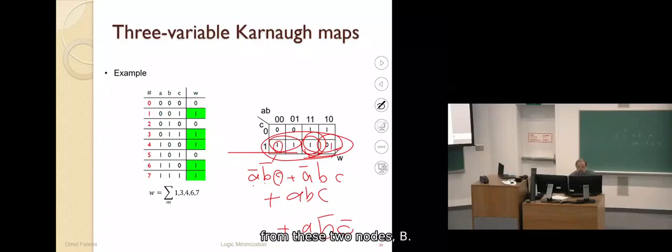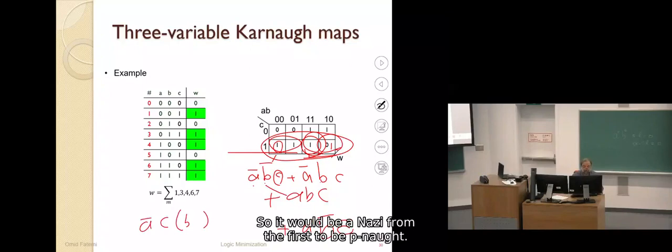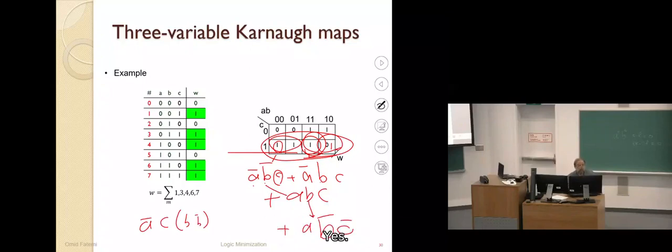From these 2, A naught B, no, A naught, yes. From the first 2, we have A naught C. So it would be A naught C from the first 2, B naught. From the next 2, we have, maybe I did wrong. That's what I am looking. This one, this one, this one, this one. A, B naught, C.